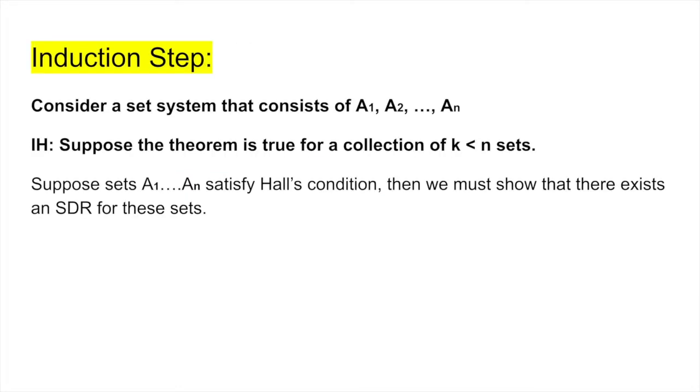Now for the induction step. Consider a set system that consists of A1, A2, all the way to An. Suppose that the theorem is true for a collection of k sets, for k strictly less than n. Suppose sets A1 all the way to An satisfy Hall's condition, then we must ultimately show through induction that there exists an SDR for all these sets.